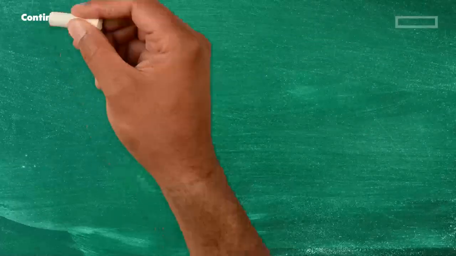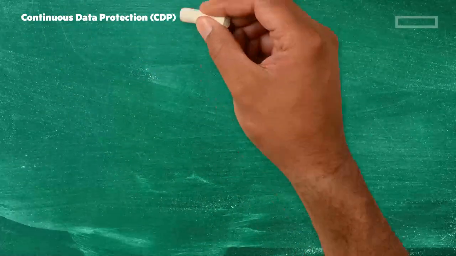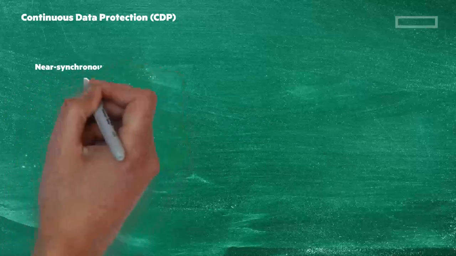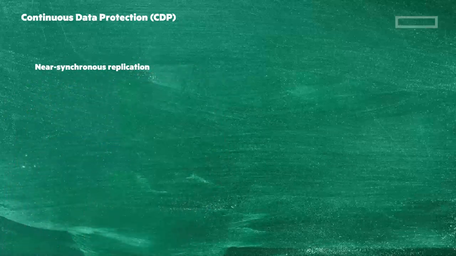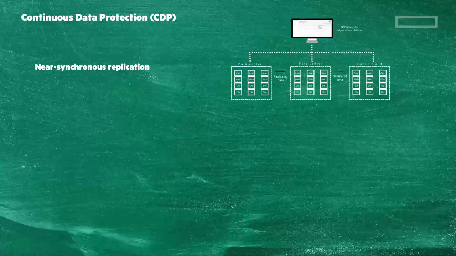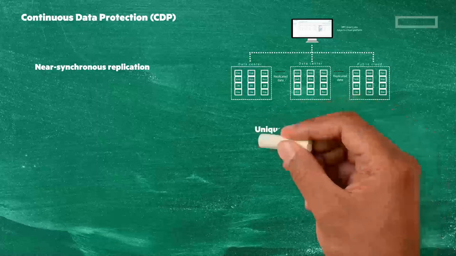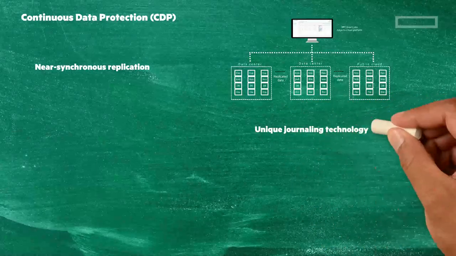What sets us apart is our Continuous Data Protection, or CDP, and how we do it. First, it's near-synchronous replication, making it more cost-effective and good for your recovery point objectives. Next is the unique journaling technology from Zerto.